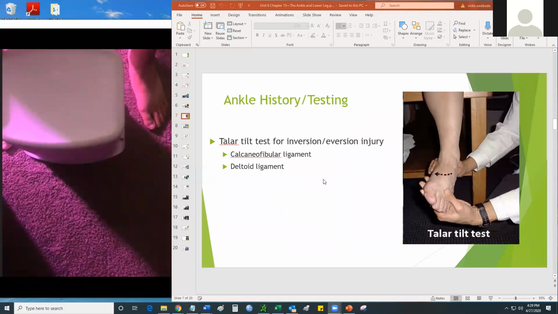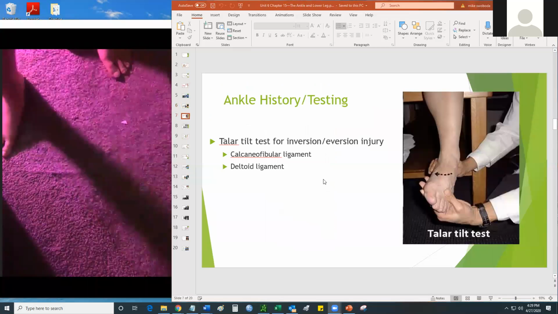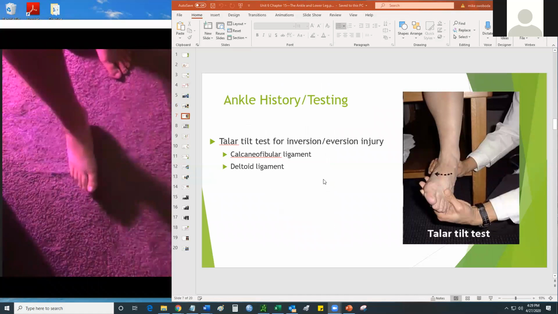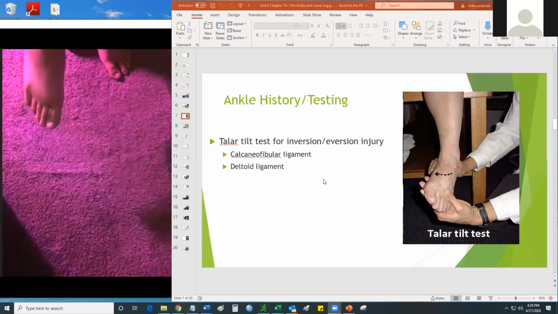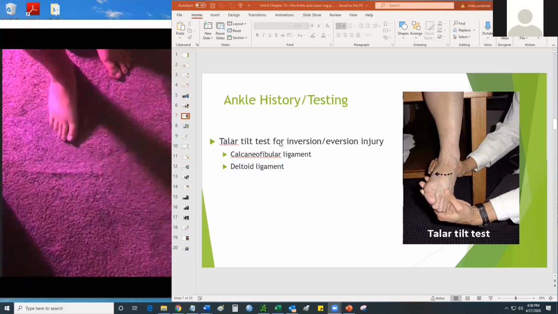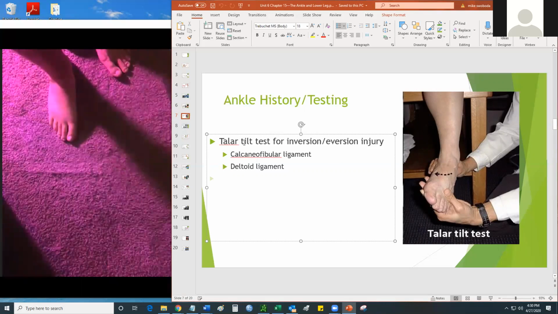The talar tilt test, this one now, I would just have my foot hanging out. So my foot would be hanging off the ground, and the physician would tilt it or take it into inversion and also eversion to test there for my calcaneofibular ligament as well as my deltoid ligament. Essentially, this is the test you are going to do for an ankle sprain.